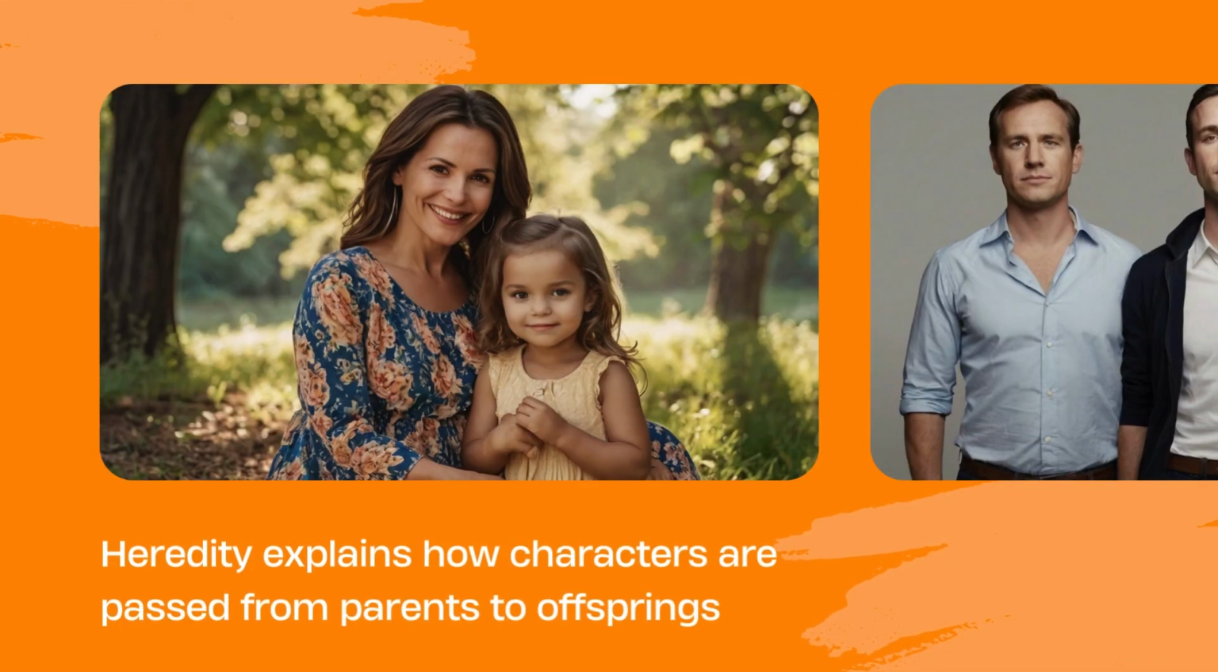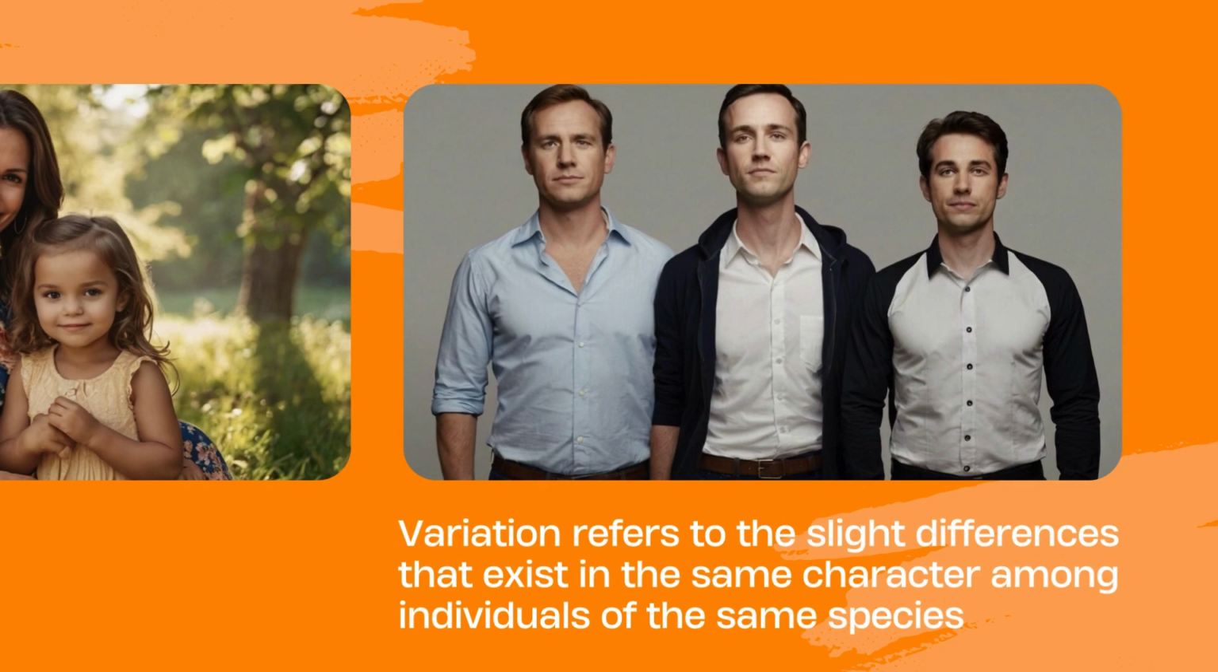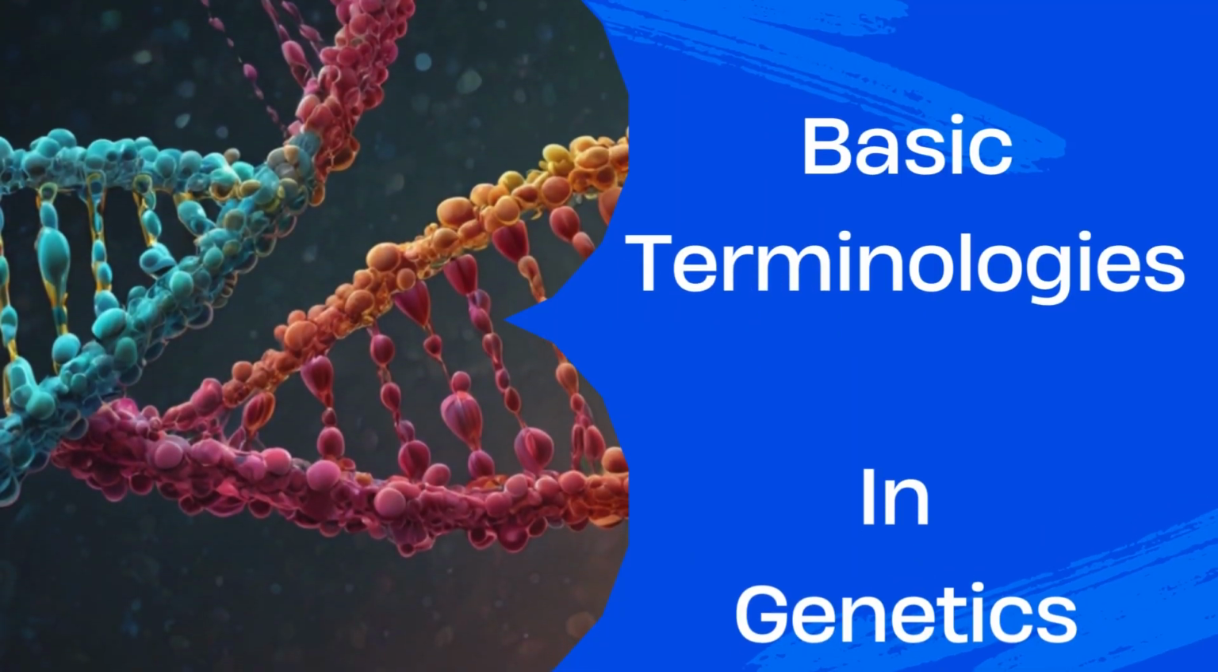Heredity explains how characters are passed from parent to offspring, while variation refers to the slight differences that exist in the same character among individuals of the same species. Basic terminologies in genetics.